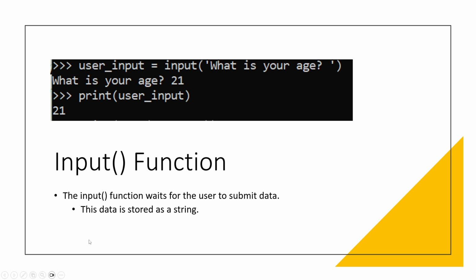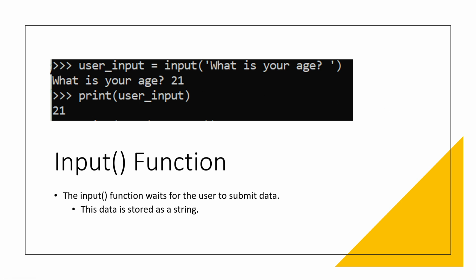The input function is kind of neat. What this does is prompt the user of the program to input a value. In this case, we're going to create a variable called user input, and user input is going to be the result of the input function. What the input function does is pause execution of the program until the user enters a value. So when I type, what is your age, it's going to pause the program and prompt you for a value.